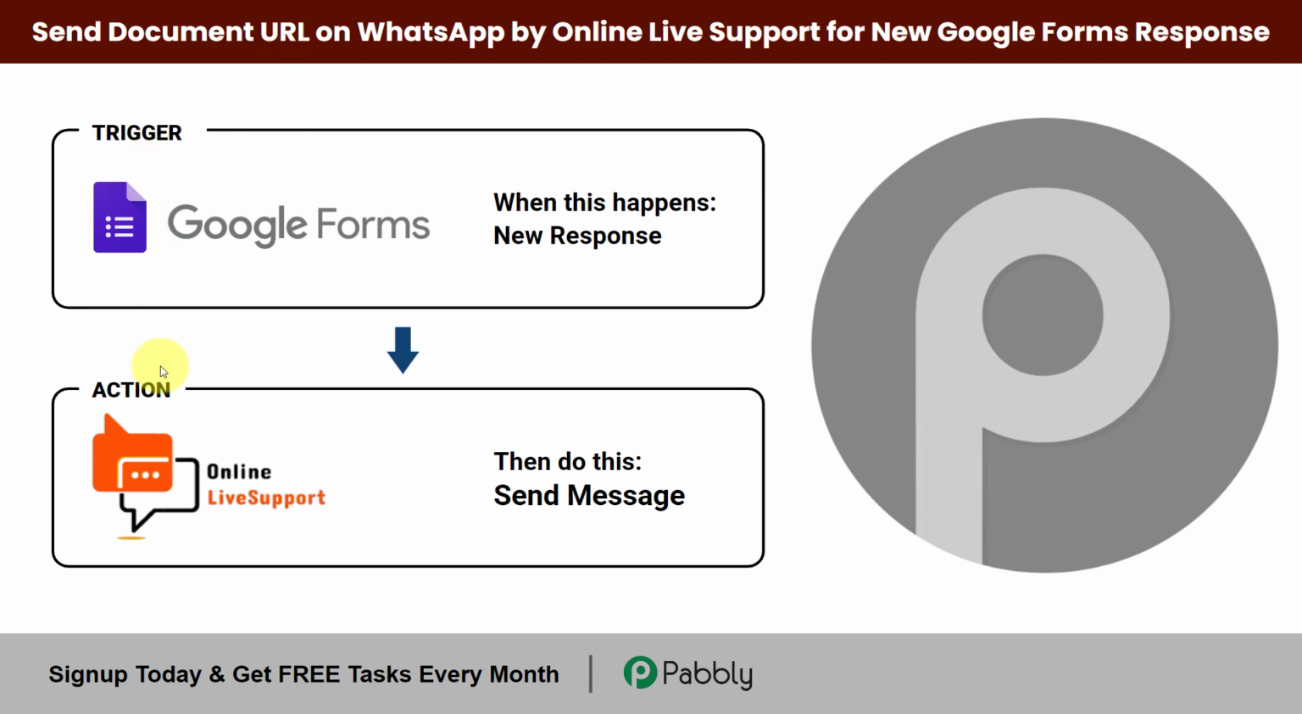For this we will have to integrate these two applications, and the same thing can be done using Pabbly Connect software. Here your trigger application will be Google Forms and your action application will be WhatsApp by online live support. Now how can you integrate and automate this entire process yourself? To understand that, let's begin.